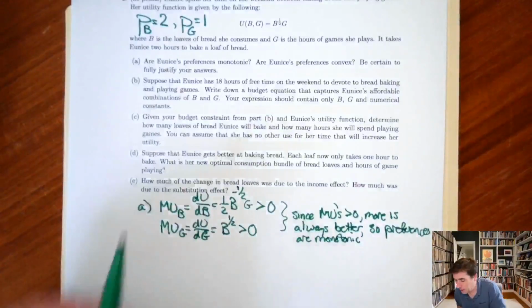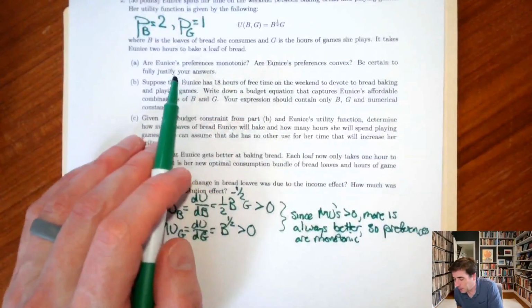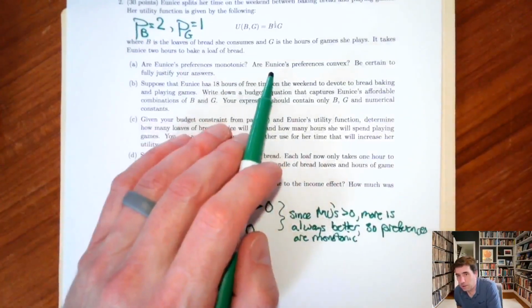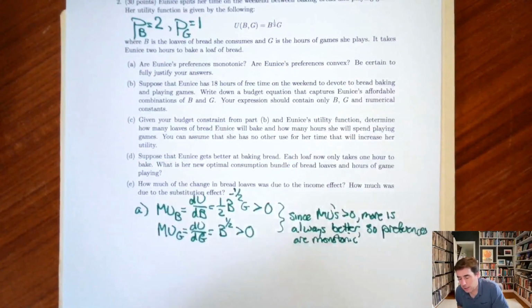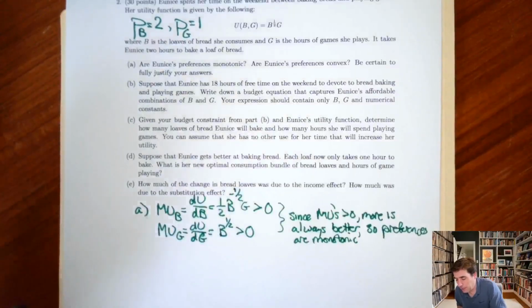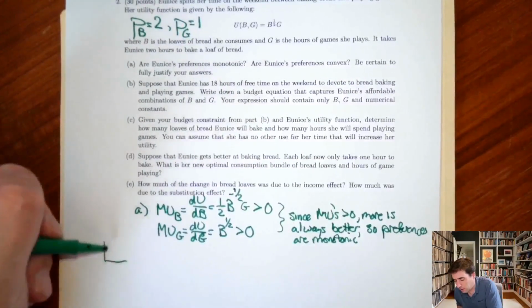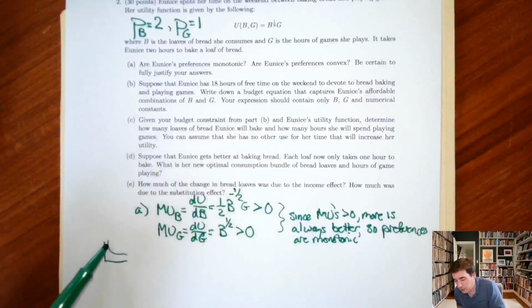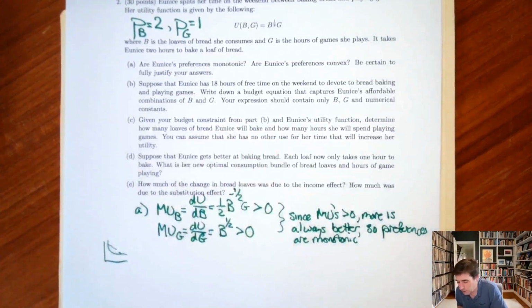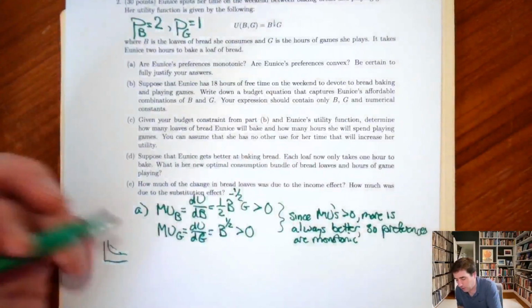Okay, so now we go back up to question A here, and we're also asked, are Eunice's preferences convex? Right, so for convexity, I want to think about the marginal rate of substitution. I want to think about, in particular, that indifference curve, right? Is it shaped like a convex curve? If it is, then those average bundles would lie above the indifference curve. And marginal rate of substitution is going to tell me that because it's the slope of that curve.